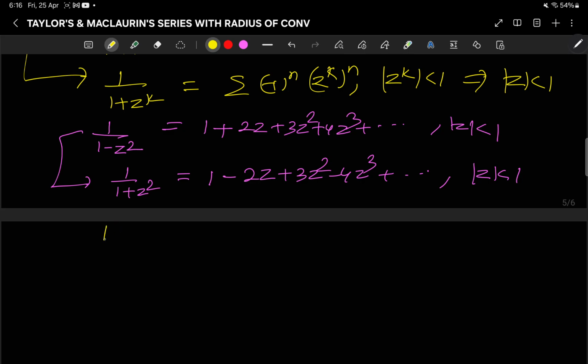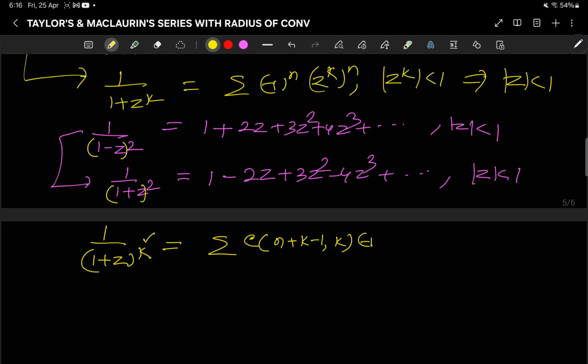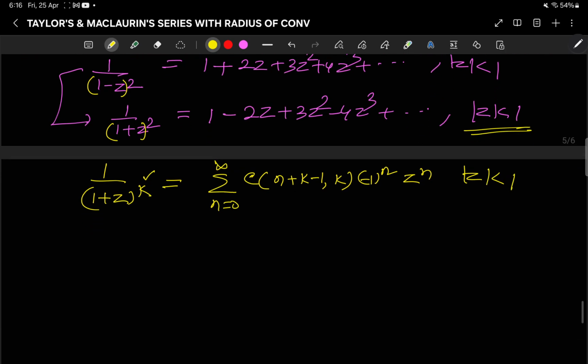Now coming to another important series, 1 by 1 plus z whole to the power k. Okay, this is actually 1 minus z whole square, this is 1 plus z whole square. So this will be the summation, taking k here, of combination of n plus k minus 1 choose k, and because it is plus, it is minus 1 to the power n, z to the power n, mod z less than 1. Here n is equal to 0 to infinity. In binomial series you find the radius of convergence is 1 here.